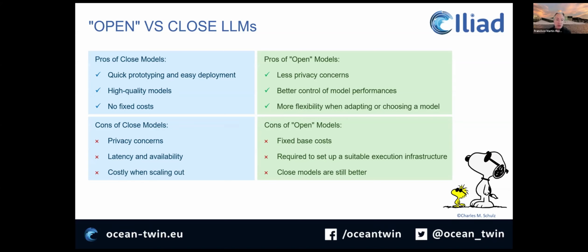So, pros of closed models, so GPT or Claude models. The positive things of these is that you can quickly prototype and easily deploy applications, because you don't need to create an infrastructure for running this model. OpenAI, for instance, provides that for you. They are very high quality models. So at the moment, the state-of-the-art models are closed models.